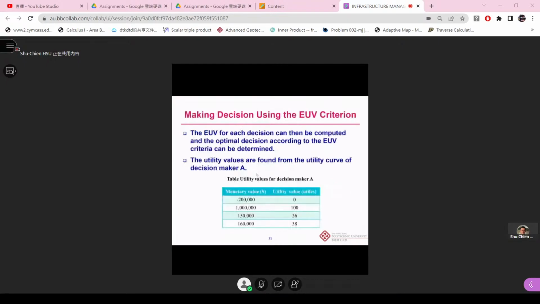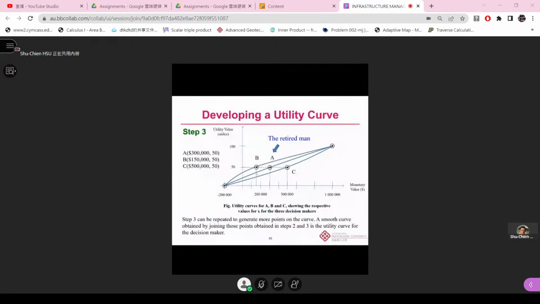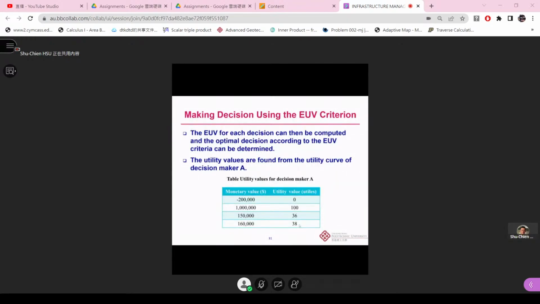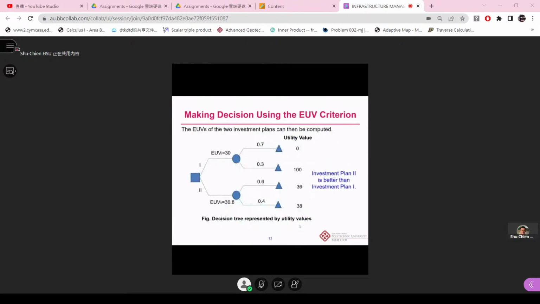And then for 160,000, it should move a bit higher, and the utility value will be 38. So if we do this kind of transition from the monetary value to the utility value, then the EUV of the two investment plans can be computed like this.